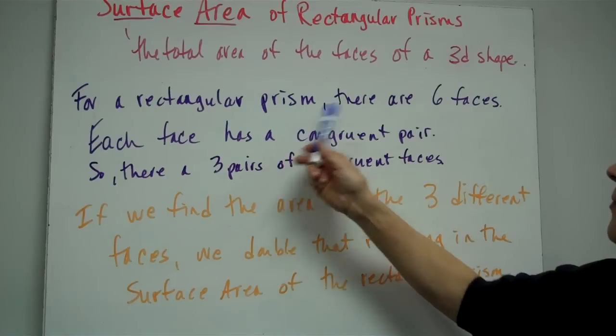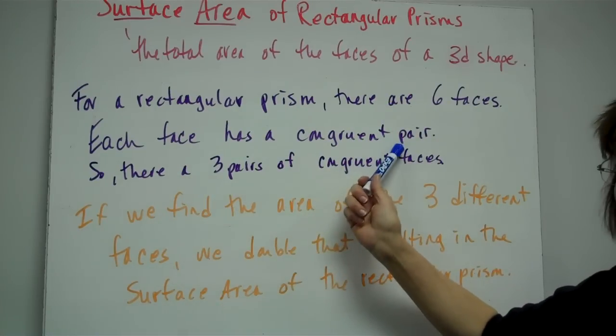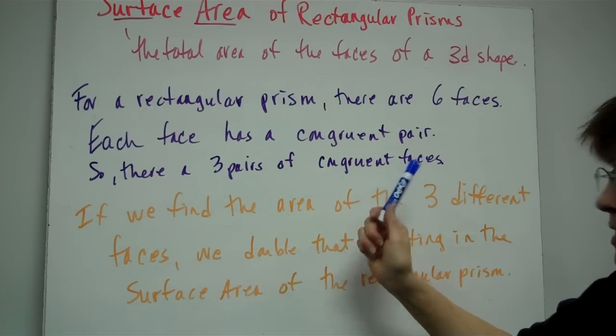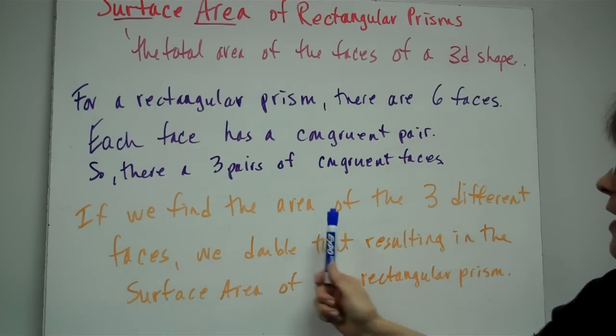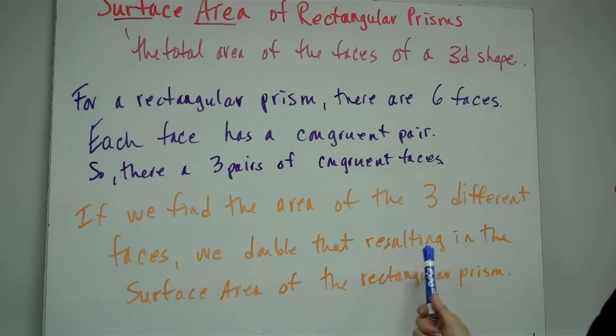For a rectangular prism, there are 6 faces, you know that already. Each face has a congruent pair, if you think about it. So there are 3 pairs of congruent faces. We've talked about this in class. If we find the area of the 3 different faces, then we just double that, and that'll result in the surface area of the rectangular prism.